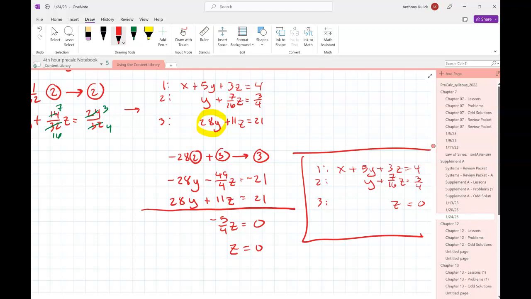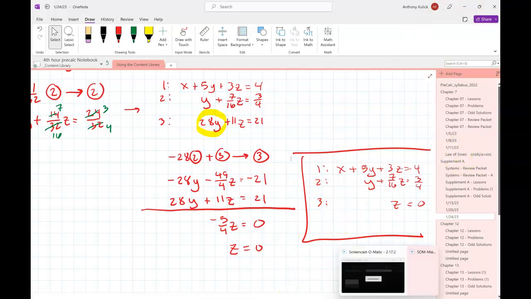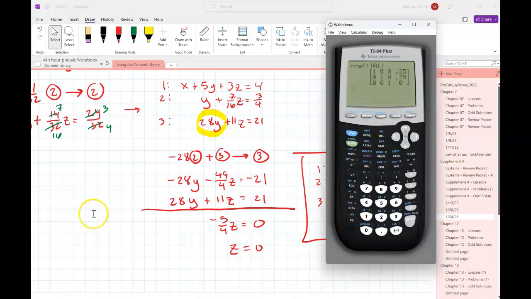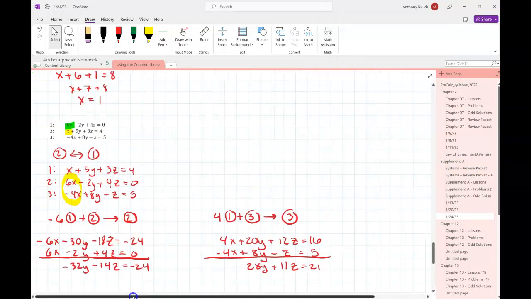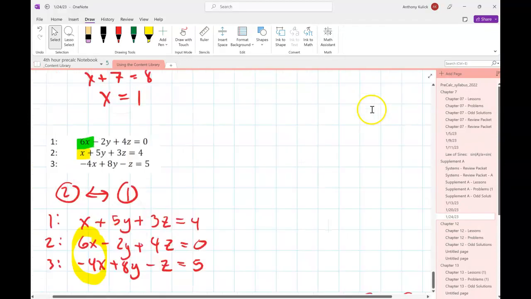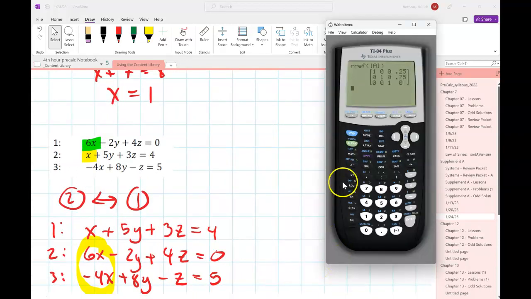Here's the good news. This procedure is very easy to program a machine to do. And in fact, this procedure is already programmed into your calculator. So let's show you guys how to do this on your calculator. So let's take this same problem that we just did and we'll show you how to do this same problem on our calculator.